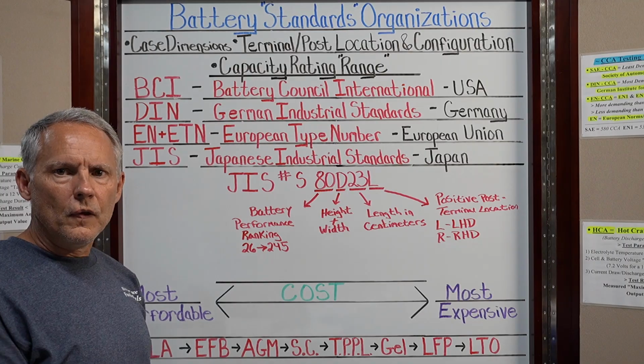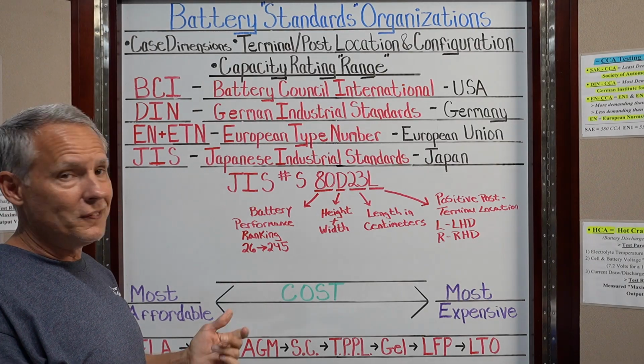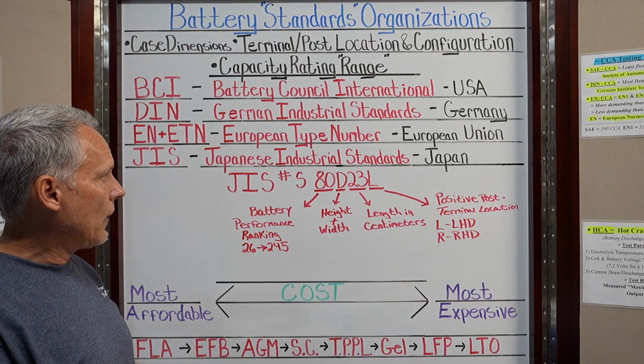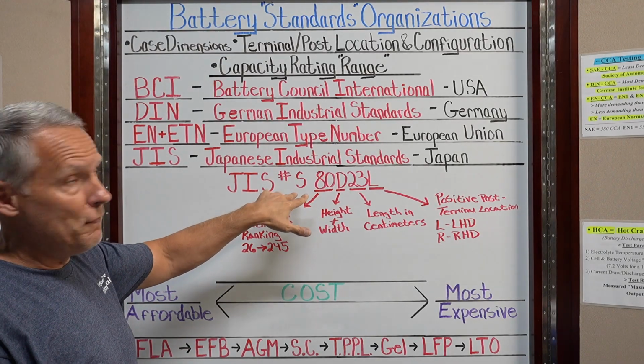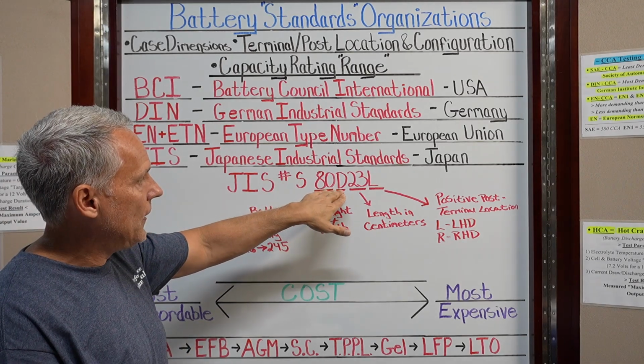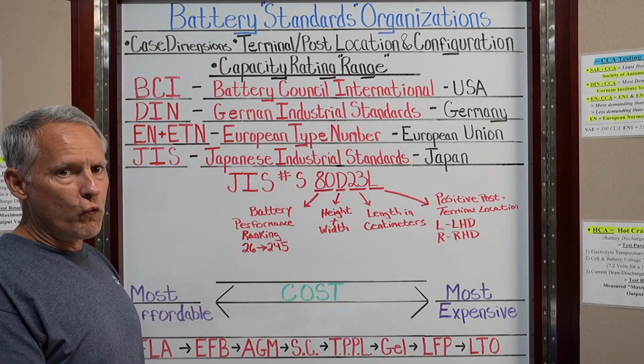All right? Okay, so moving on to a JIS 6-digit or possibly 7-digit number. Do a little breakdown here. So a JIS number, preceded by S, maybe, maybe not, right? But 80D23L. First two digits, that's a battery performance ranking.